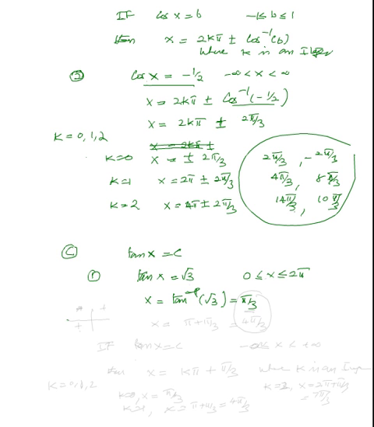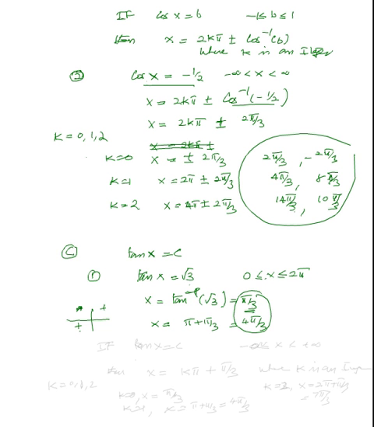Now, tangent has positive sign in the first and the third quadrant. Therefore, there will be another solution in the third quadrant, where the reference angle is pi over 3. In that case, x should be equal to pi plus pi over 3, which is 4 pi over 3. So there are 2 solutions to x when tan of x is radical of 3 between 0 and 2 pi.